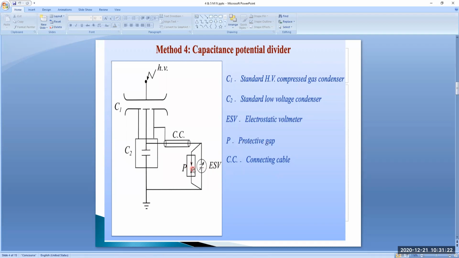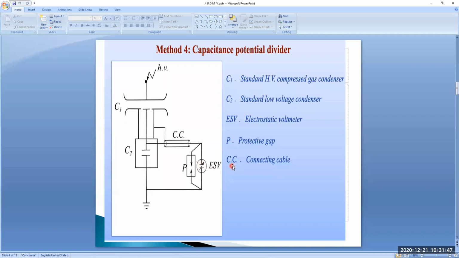Once the voltage exceeds a certain range, the protective gap acts as a conductor and the high amount of current is diverted in this manner, so the capacitor electrostatic voltmeter is protected. Generally, the electrostatic voltmeter is a high impedance voltmeter, just like a vacuum tube voltmeter. The internal impedance of the electrostatic voltmeter is very, very high.